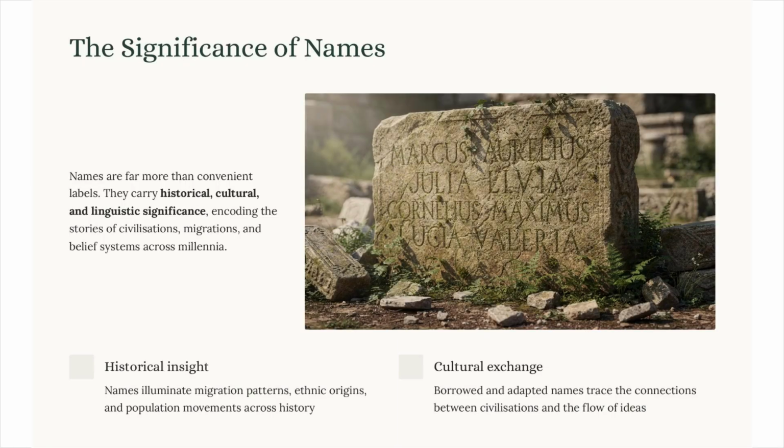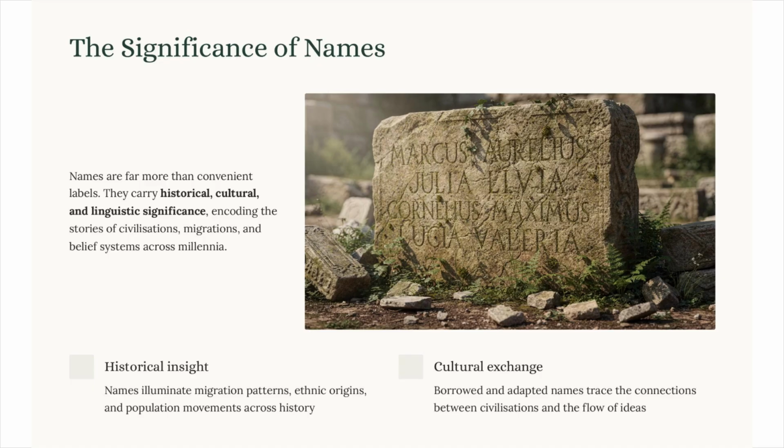Why do names matter so much? This slide gives the answer. Names are far more than convenient labels. They carry historical, cultural, and linguistic significance. Through names, we can trace stories of civilizations, migration, and belief systems across long periods of time. Names also provide historical insight by helping scholars identify migration patterns, ethnic origins, and population movements.